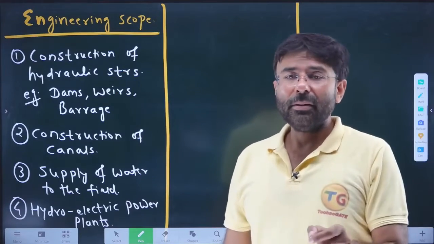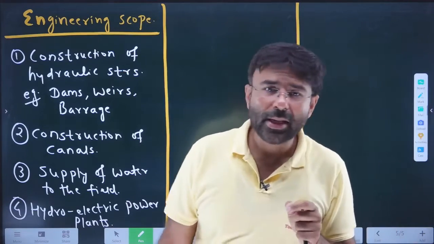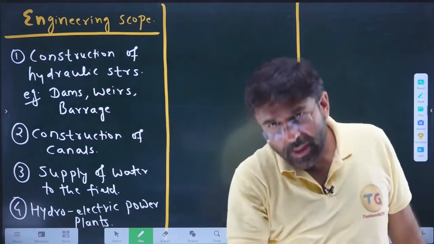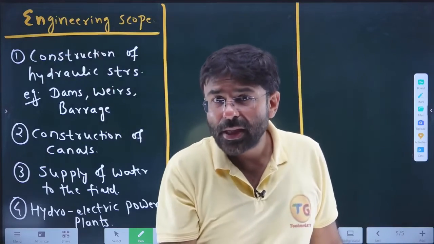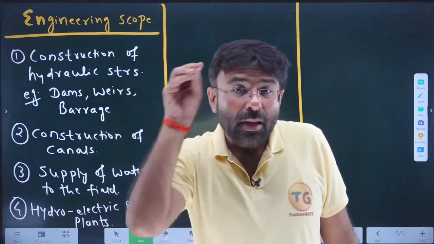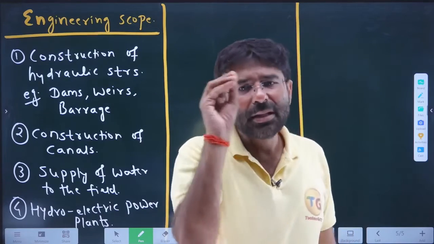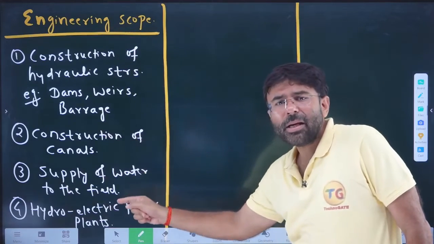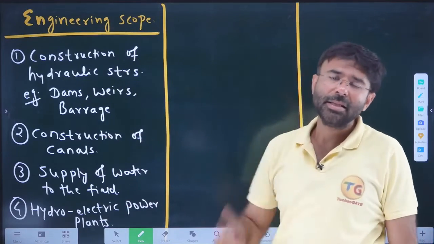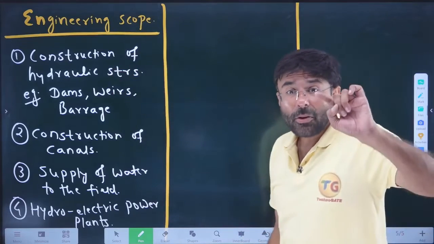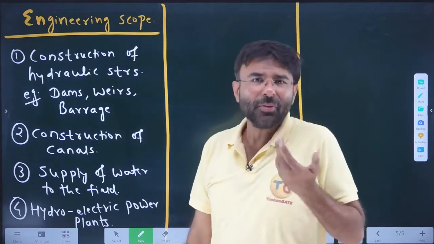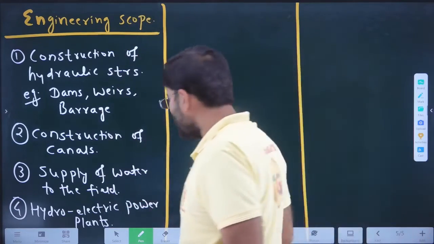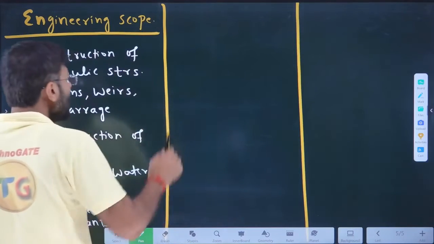And it is important. It is not necessary that everything you study will be asked in your exam. But because you are studying a subject, you have to study it not only for your exams, but also to understand the practical applications and practical significance of that subject. So these are the practical significance of irrigation engineering from the engineering point of view. Because we are engineers, we have to deal with all these things. But apart from engineering scope, another scope was the agricultural scope.